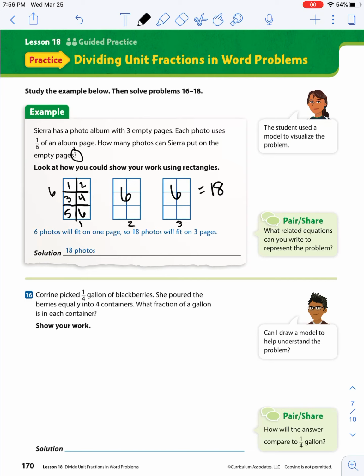So let's have you try number 16. I will get you started just by doing a little thinking, and then I want you to jump in and try to solve it. Corinne picked 1/4 gallon of blackberries. She poured the berries equally into 4 containers. What fraction of a gallon is in each container? Okay, go ahead and try that, and then you'll have a question pop up for you to submit.